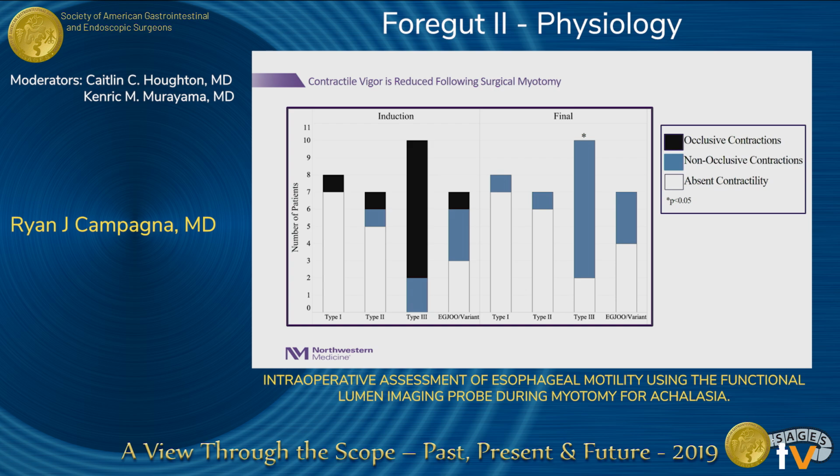Next, we looked at contractility. And you can see this is the induction baseline intraoperative measurement and the final. You'll see that although the absolute number of patients with contractility did not demonstrably change after myotomy, there was a dramatic shift in contractile vigor. So 65% of patients who had contractions prior to myotomy had occlusive contractions, and compare that to 0 patients who had occlusive contractions after the myotomy.